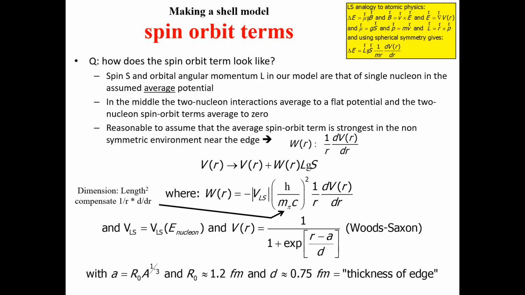By utilizing all these values, you will reach the potential value. But here we remember we have the dimensions. At this particular point, you know the dimensions of length, and we compensate with the 1 over r dV over dr. This is notified with this arrow sign.